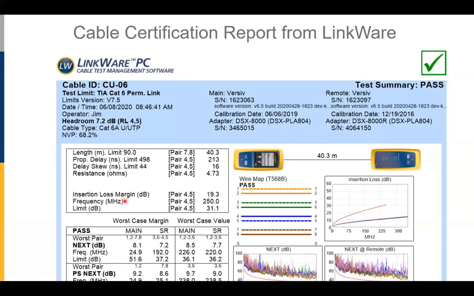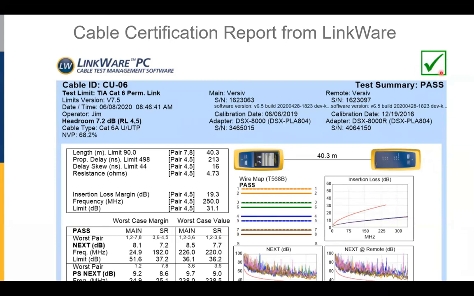We've got a lot of numbers and graphs and lines here. We have NVP and delay skew and NEXT. Let's not be afraid of this test result, this test report, but first let's understand how to read it. If you've never seen a test report before, there are two very important fields to read from it. If nothing else, remember this from today.